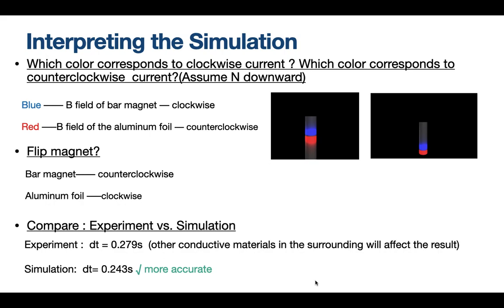So the next question is how to compare the experiment and the simulation. The result of my experiment and the simulation is largely the same, but the simulation is much more accurate, because for the experiment, there will be some other conductor materials in the surroundings that affect the result.